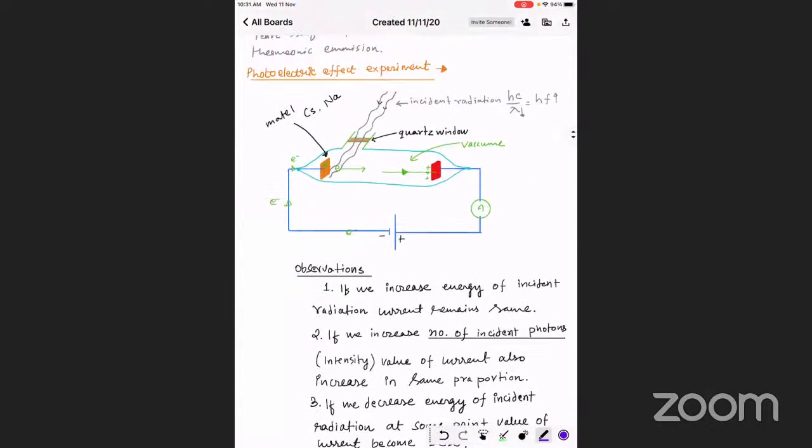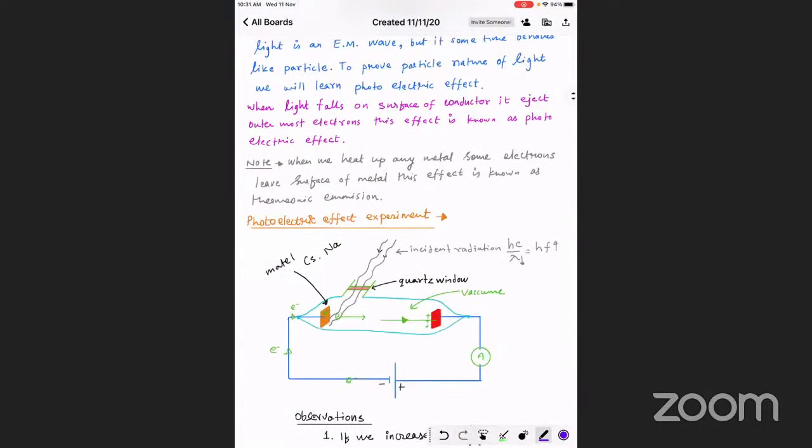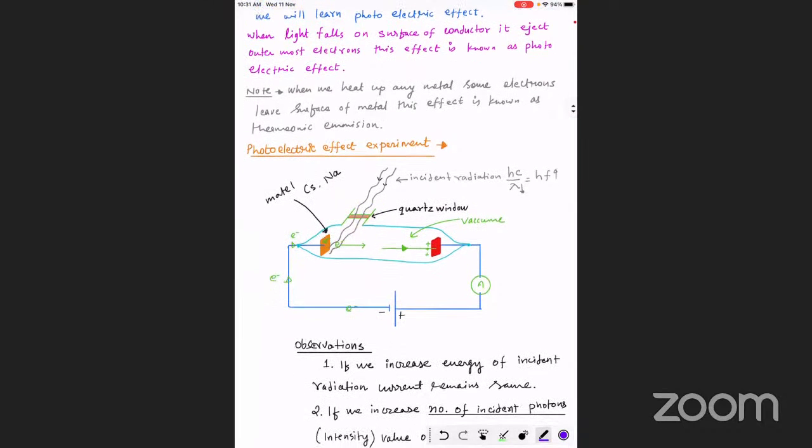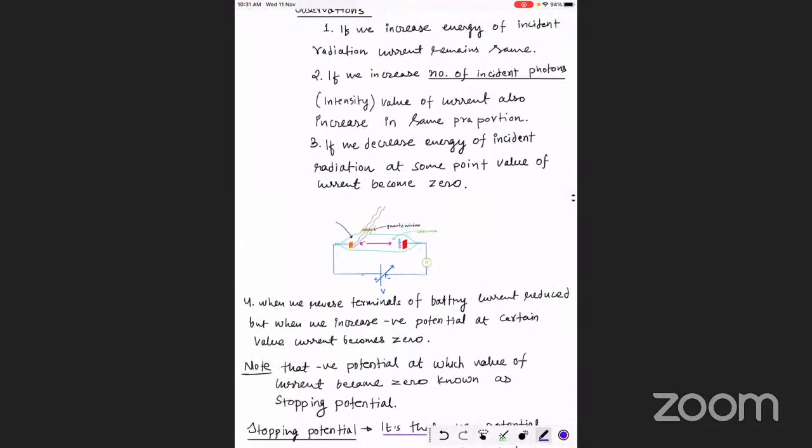Everyone understood this experiment? Can you explain photoelectric effect experiment? I forgot which scientist performed this experiment first time. Hertz. I forgot name of that scientist. I'm sorry. I'll tell you tomorrow. Okay.